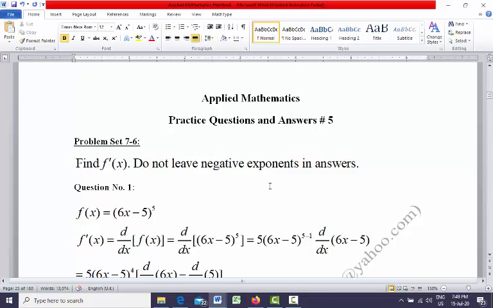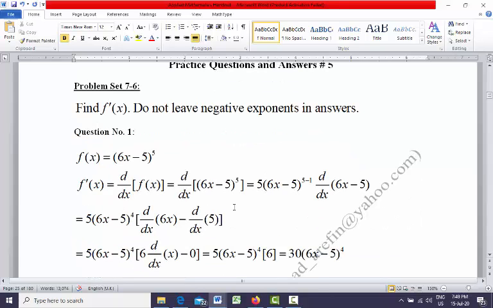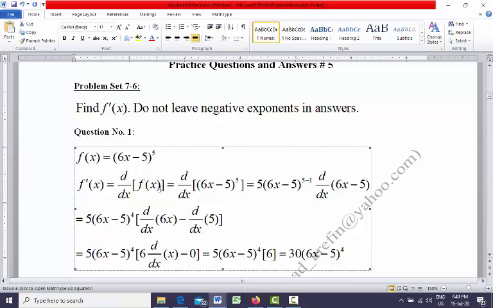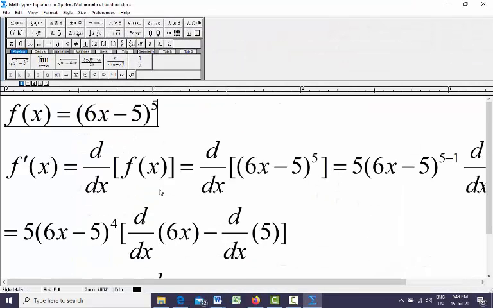Now we will move to problem set 7.6. Here the first question is asking us to find the differentiation again. Here, let's solve it.